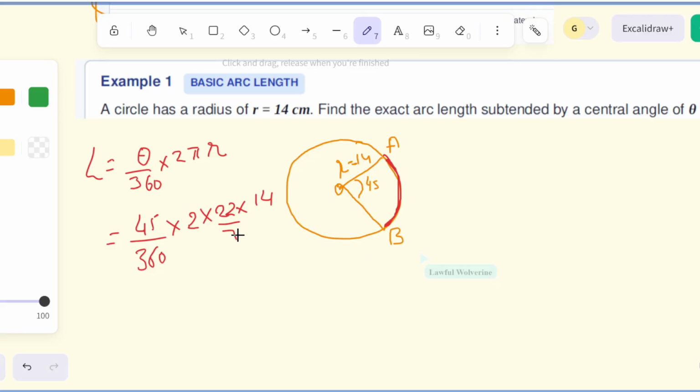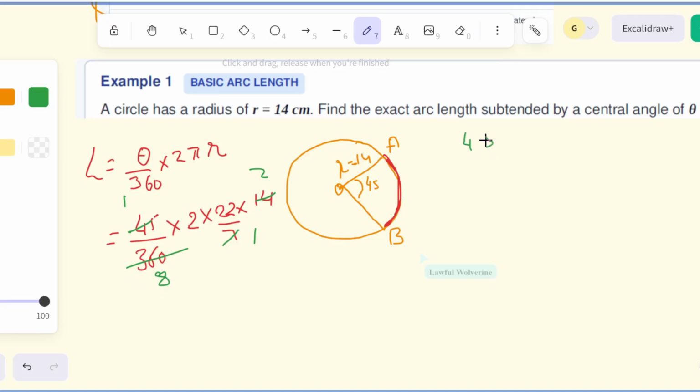Now you can cancel things. 1 times 7, 2 times 7. I think 360, 45 also you can cancel. So 45 times 2 is 90, 90 times 4 is 360. So 8 you can cancel. So 1 times 45 and 8 times 45 is 360 only.